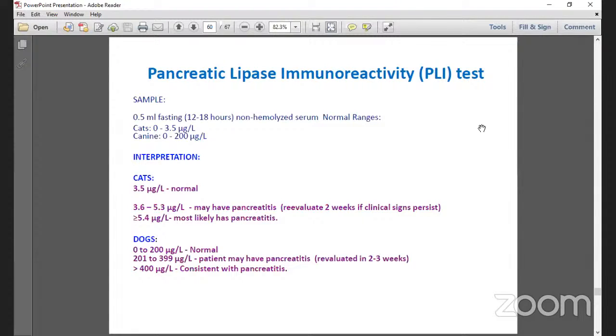The next one is pancreatic lipase immunoreactivity. Again, we have to fast the animal overnight before we collect the serum samples. The normal reading is 0 to 3.5 micrograms per liter in the case of cats, and for canines 0 to 200 micrograms per liter. So when there is a high concentration of PLI, it indicates pancreatitis.